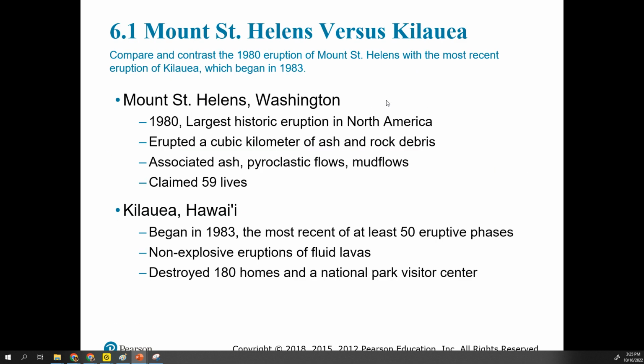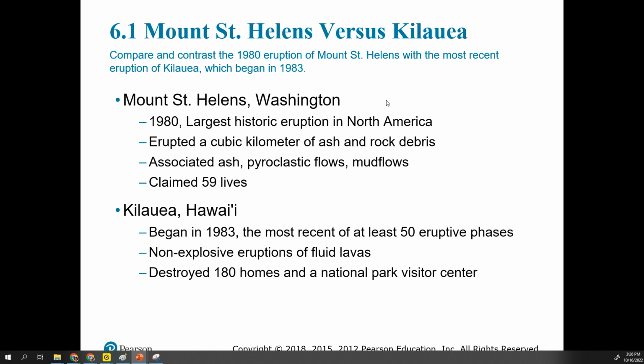So you'll be comparing and contrasting Mount St. Helens in Washington in 1980. That was the largest historic eruption on record for North America, and an entire cubic kilometer, so a kilometer wide, a kilometer deep, a kilometer tall of material came out as ash and rock debris. There was what's called a pyroclastic flow and mud flows. So almost 60 people died.